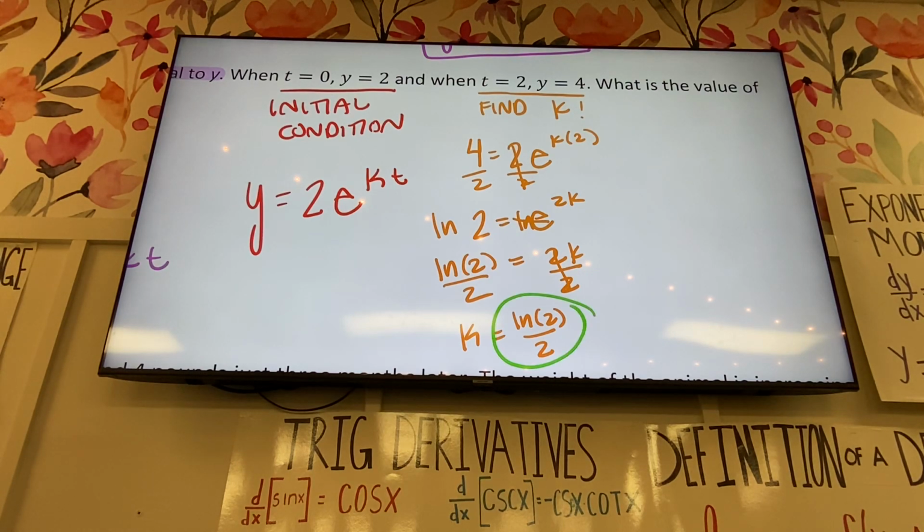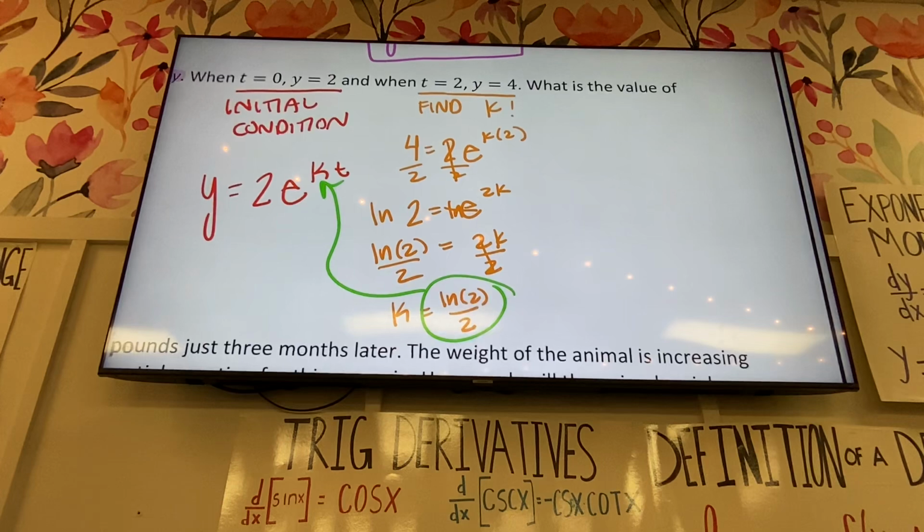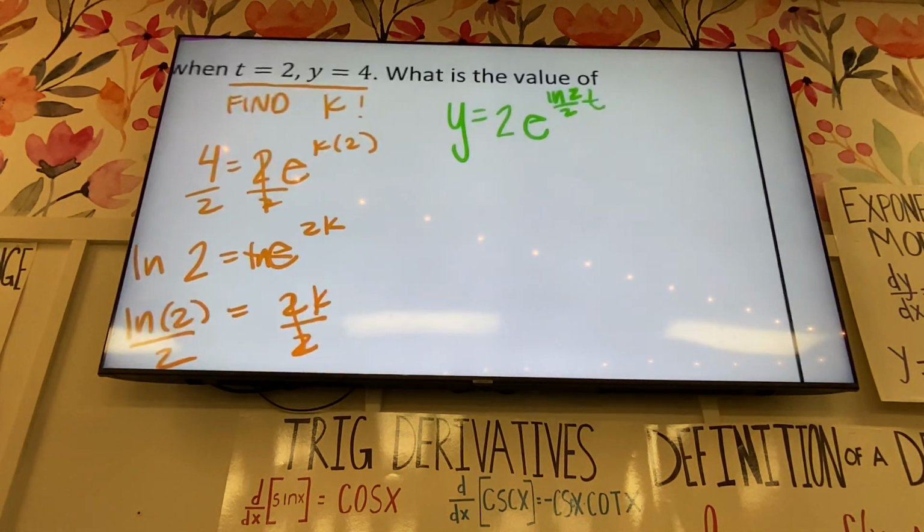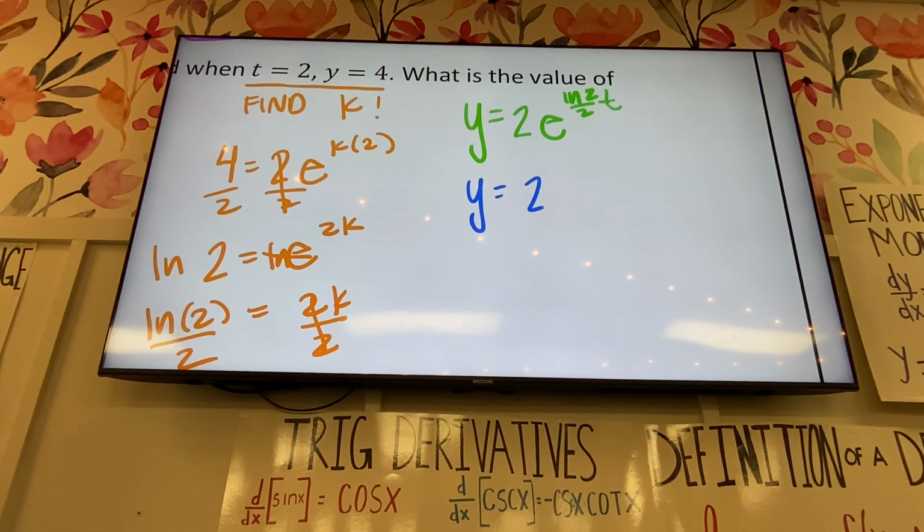All right, so I'm going to take this guy and I'm going to plug it in right here. So my equation is y equals 2e to the (ln of 2 over 2) times t. And now to answer the final question, it says, what is the value of y when t equals 3? So where are you going to plug in 3? Into the t, and then you just have to solve it. So 2e to the (ln of 2 over 2) times 3, and you can just type all of that in your calculator, and it will give you 5.656.